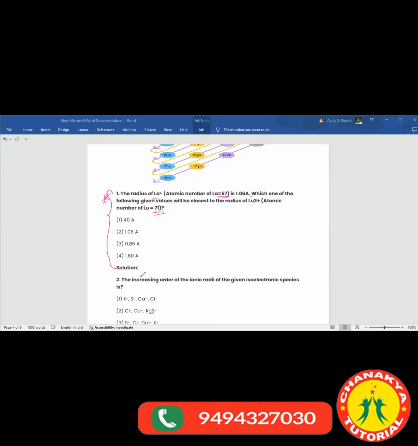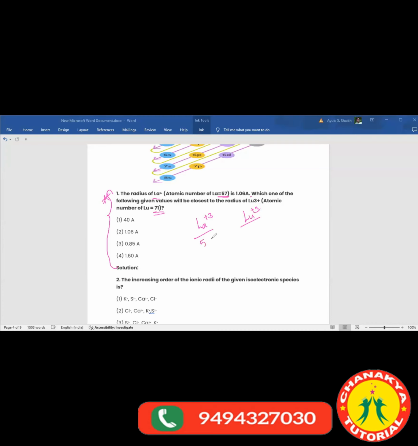Any one of you? Ma'am, lutetium is an ion, right? Both are ions. See, lanthanum has a +3 charge, and lutetium is also a +3 charge. Correct? Yes, ma'am. And their atomic numbers are given.